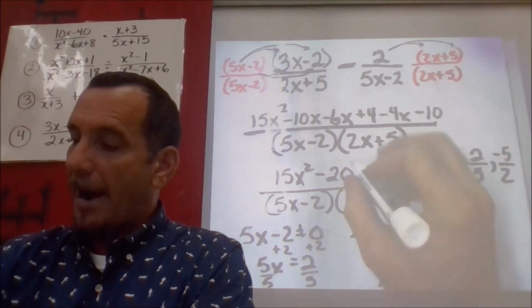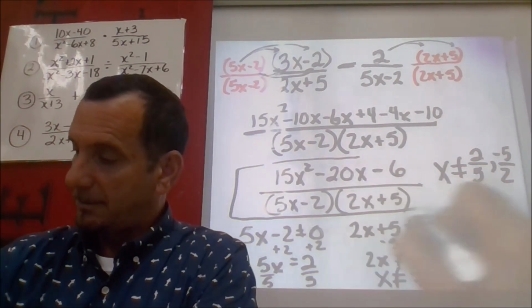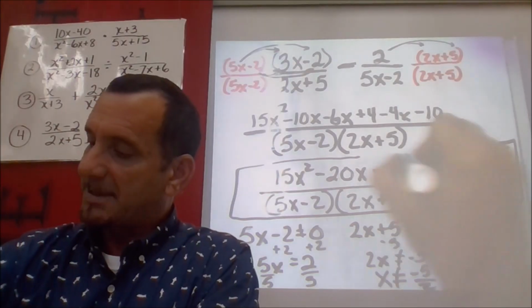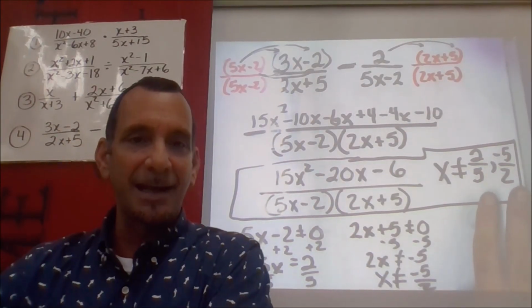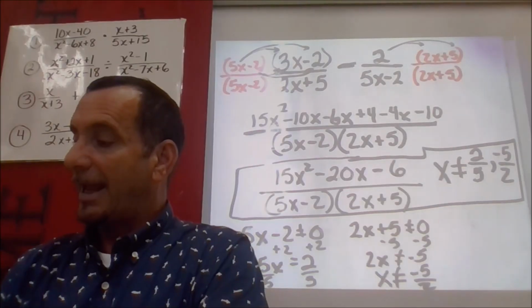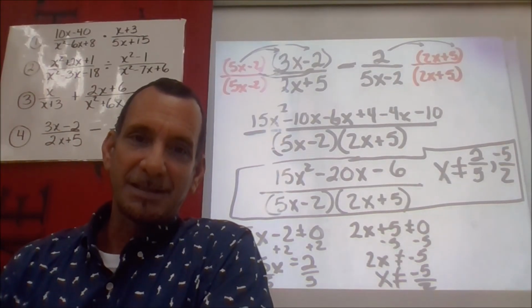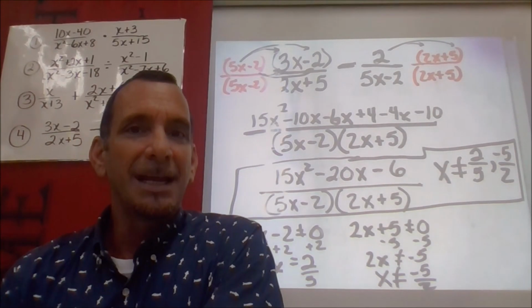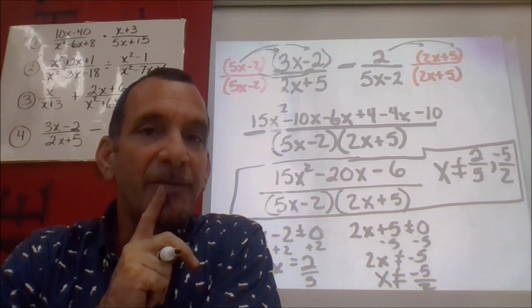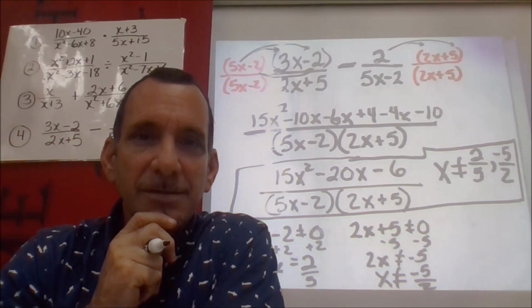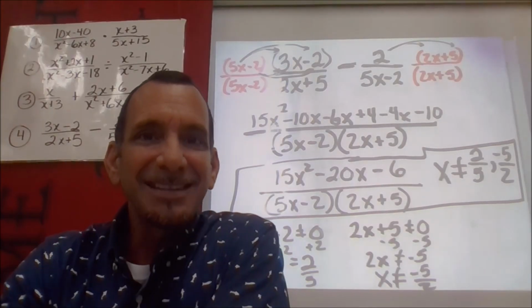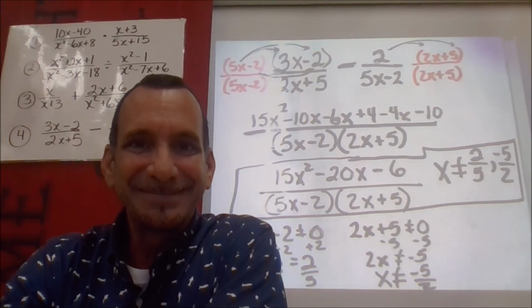If this were a rational function, there would be something strange going on at x equals 2/5 and negative 5/2. Something strange would be going on, and I'm thinking we would get some vertical asymptotes. That's the lesson in the classroom.